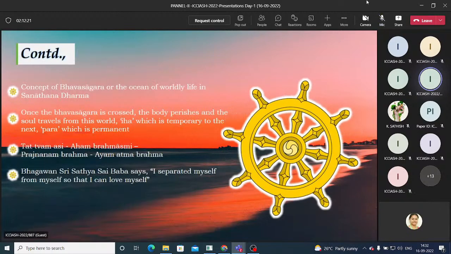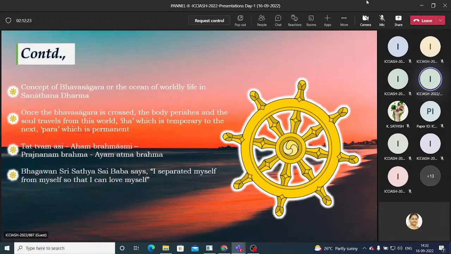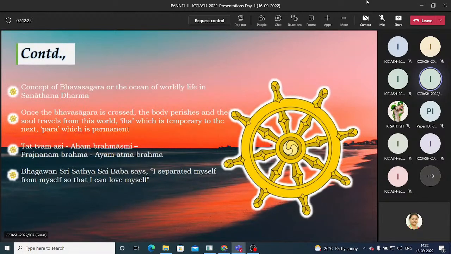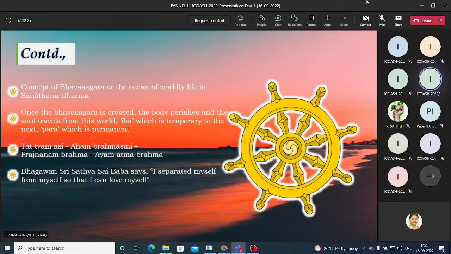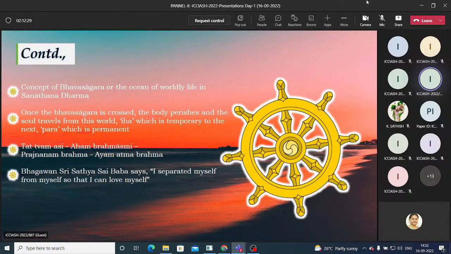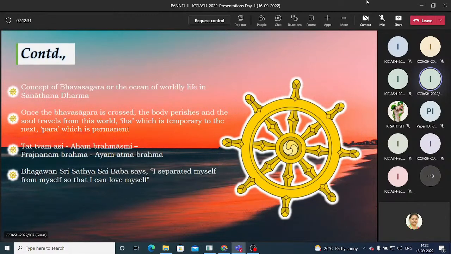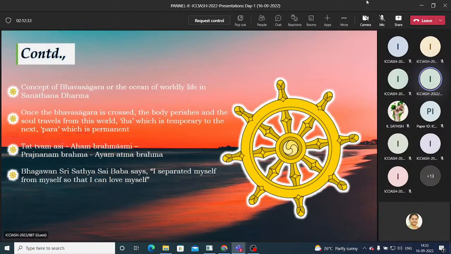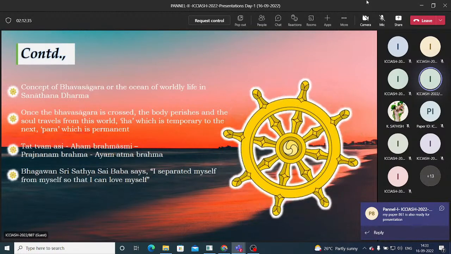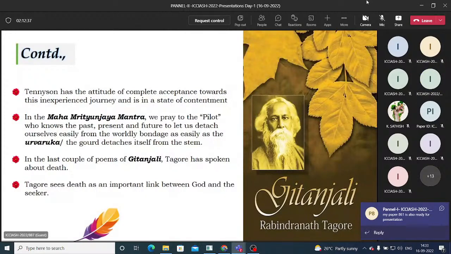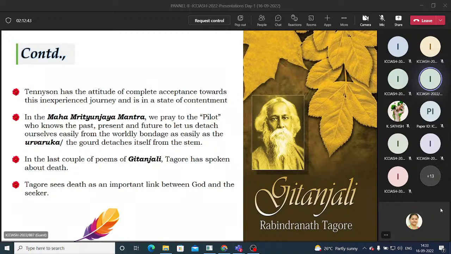In daily life, too, man can heed the evening bell and bow down to God or the higher power, seeking help to cross the various bars of human life. That would surely lead man to face the problems and see the end of dreaded situations, even if it is death. Tennyson has the attitude of complete acceptance towards this inexperienced journey and is in a state of contentment.